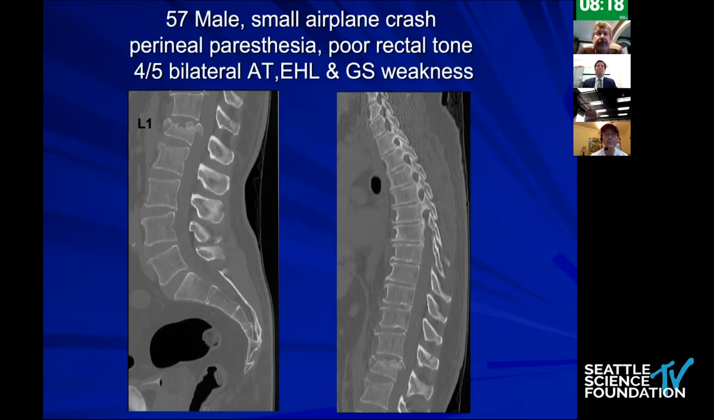So this is an example of a 57-year-old male in a small airplane crash who has perineal paresthesias, poor rectal tone, and some weakness in his lower extremities. We're going to use this particular patient as we work through our classifications to talk about how this might be classified and how it would help us. And you can see this injury at L1 and some at T12.